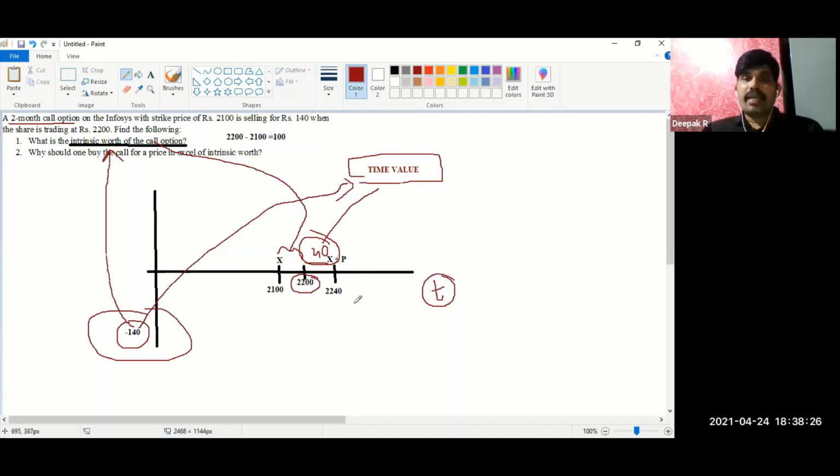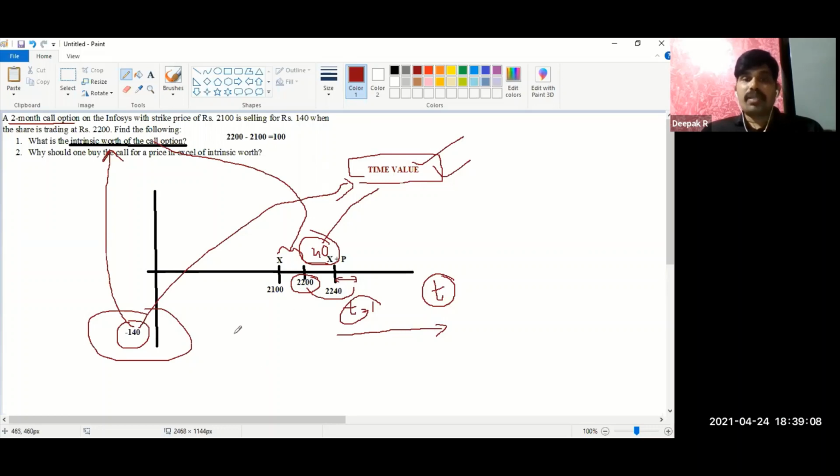If the time period is not 2 months but just 1 month, the premium amount will automatically become less, because within this shorter time period the possibility of 2,200 going beyond the exercise price plus premium will be very, very low. So the greater the maturity time, the higher the premium, because you are given more time for the value to go beyond the exercise price plus premium. So maturity time plays a very important role.